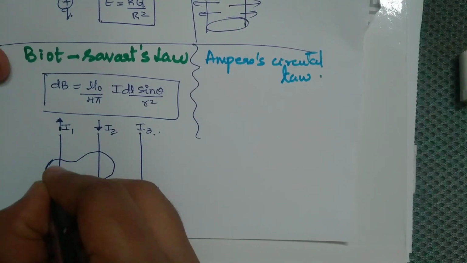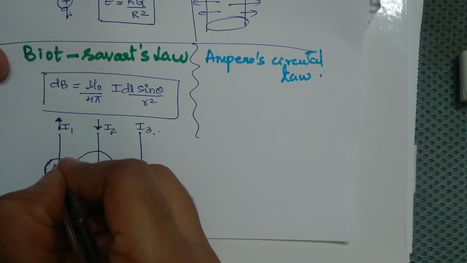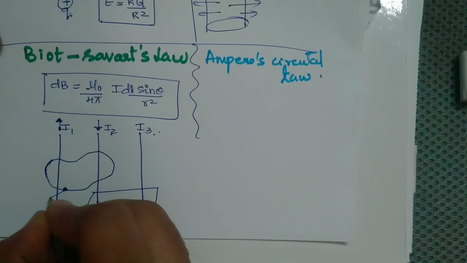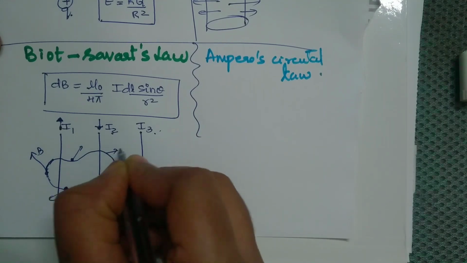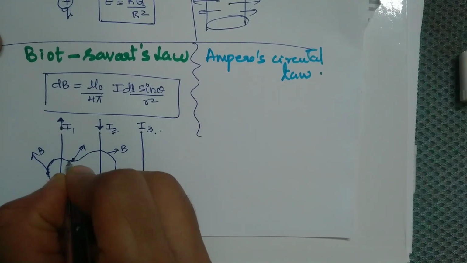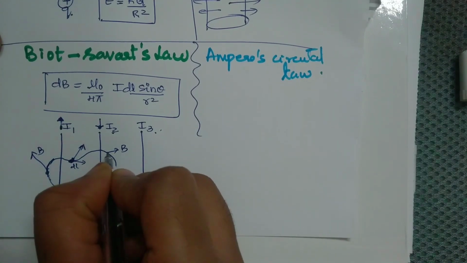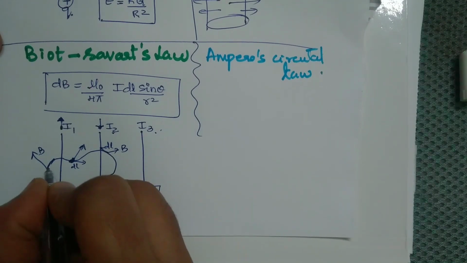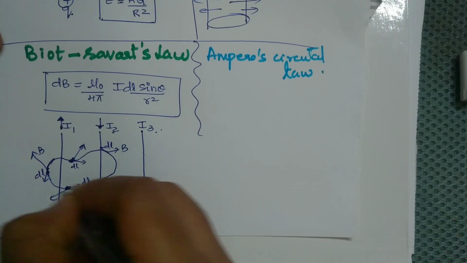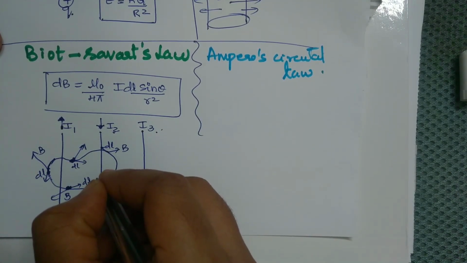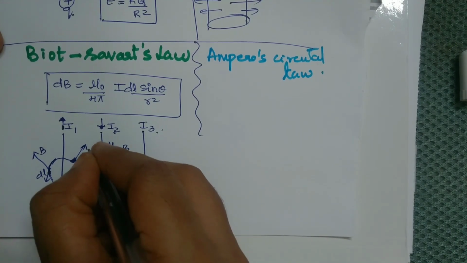Since the current flowing through the conductor produces a magnetic field around it, at every point there is a magnetic field. So here also there is a magnetic field at this point and at this point. And he says to consider the length element. At this point the length element is dl, which is tangential. This is dl, this is dl, and this is dl. He said to move along this circular path, and we can move either in the clockwise or anti-clockwise direction.